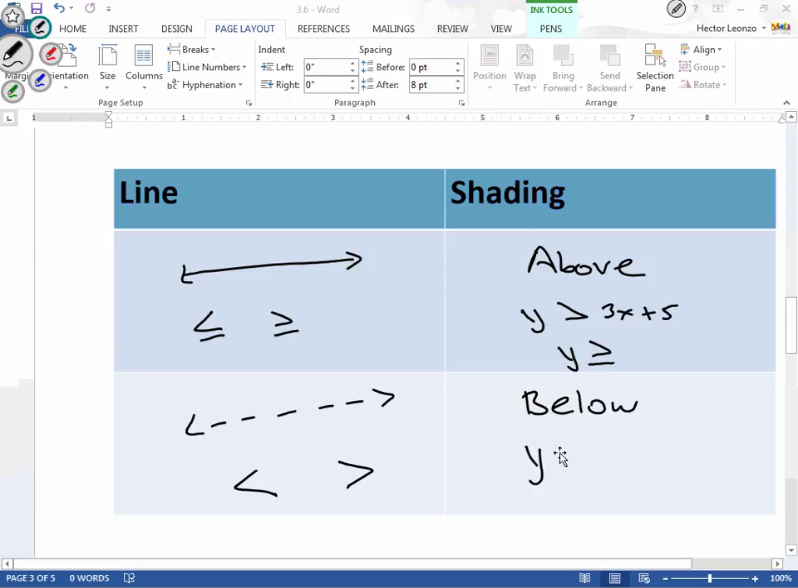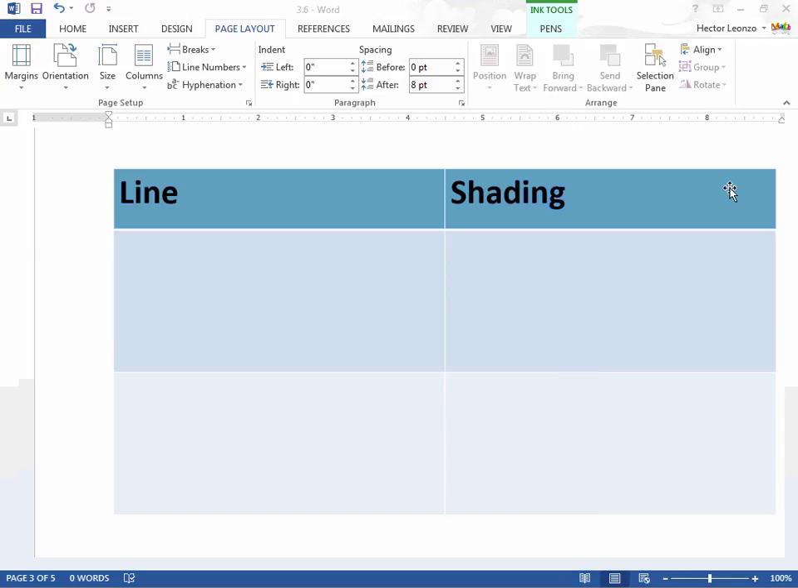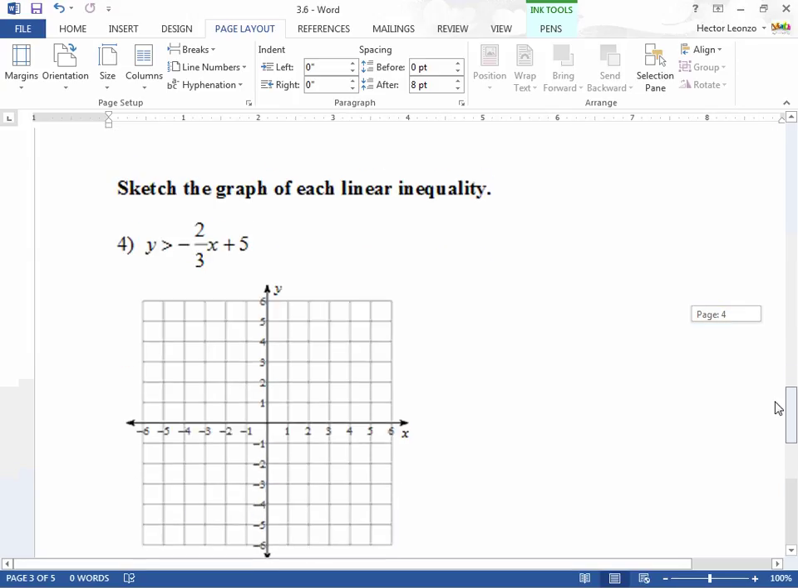Now, if y is less than, or y is less than or equal to, as soon as the inequality has y less than, I'm going to shade below the line. All right, so now that we have that, let's take a look at a few examples.